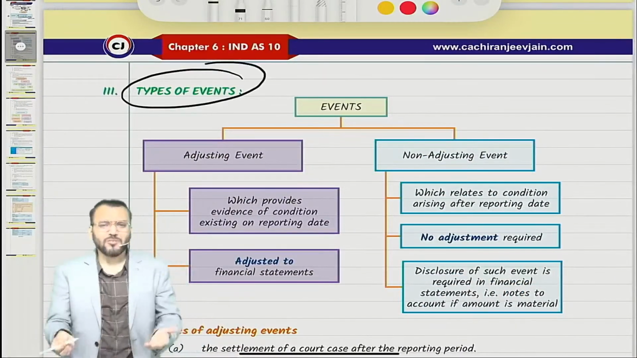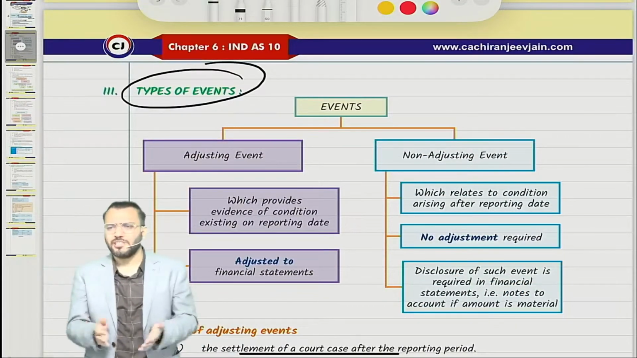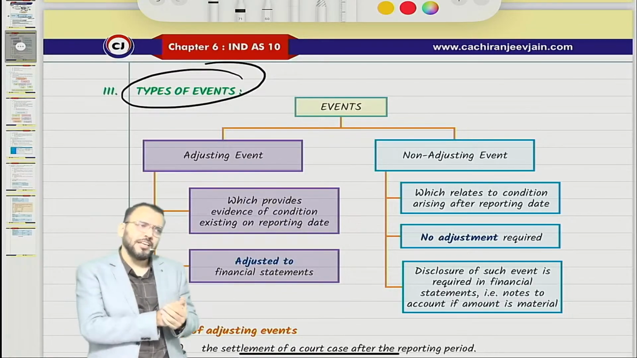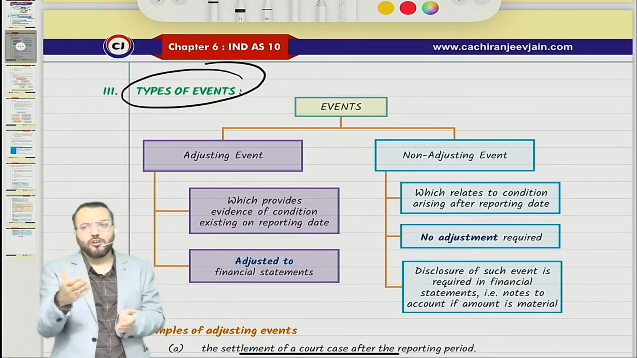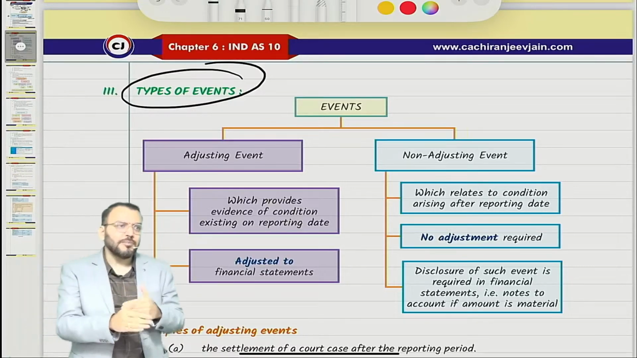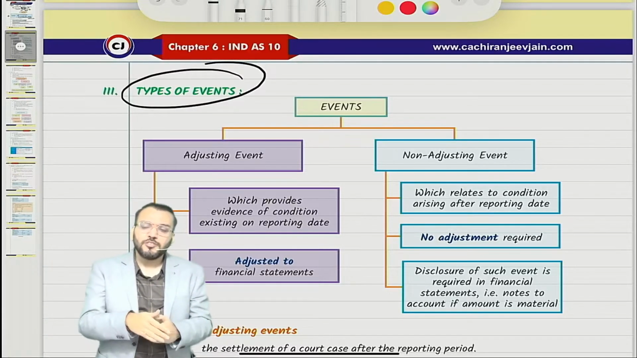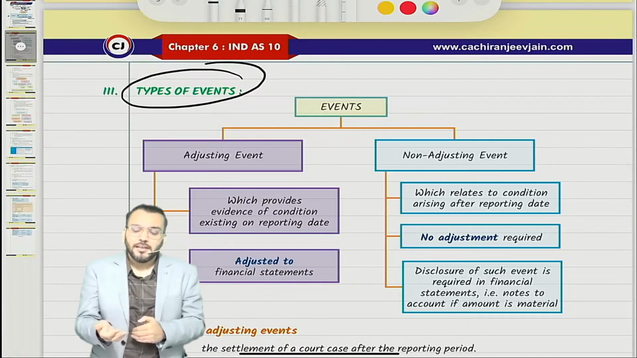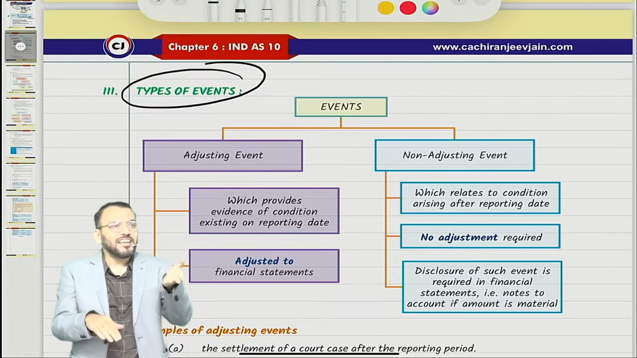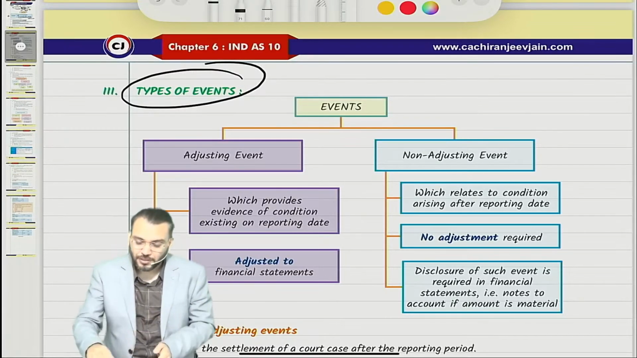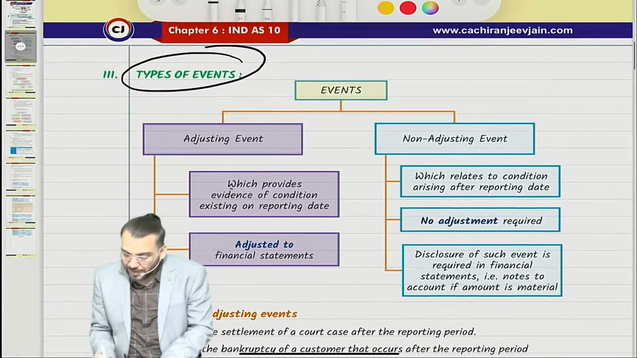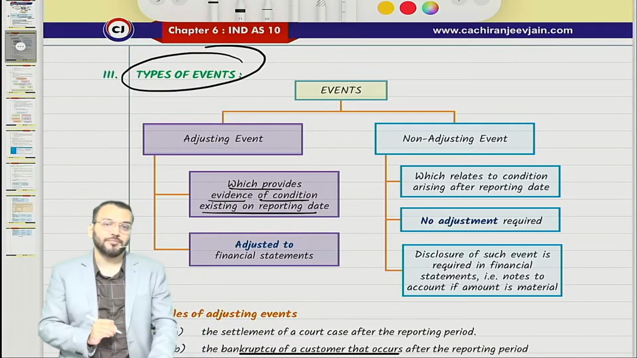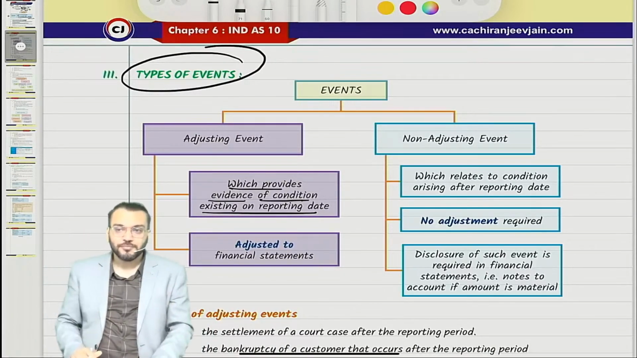Coming to types of event. Now, types of event, nothing much to say about this. It is as simple as what? As per Ind AS 10, adjusting event and non-adjusting event. Adjusting events are those events which provide evidence of the condition existing on the reporting date. So that becomes an adjusting event.